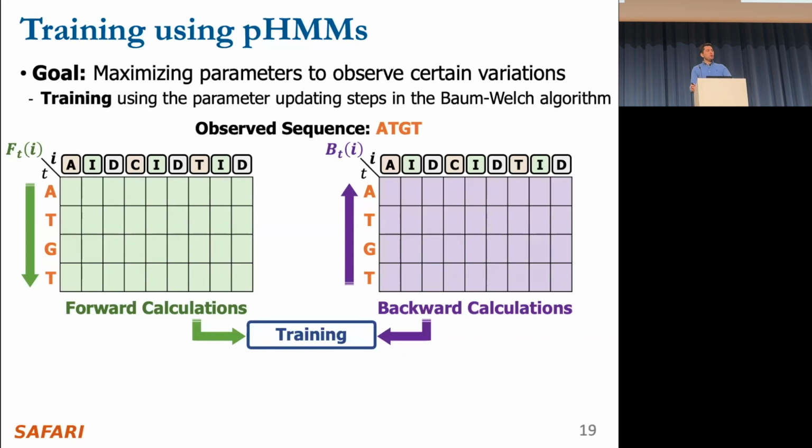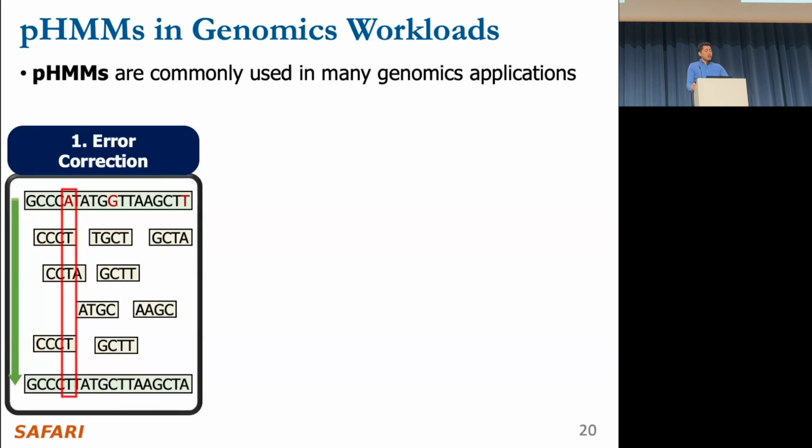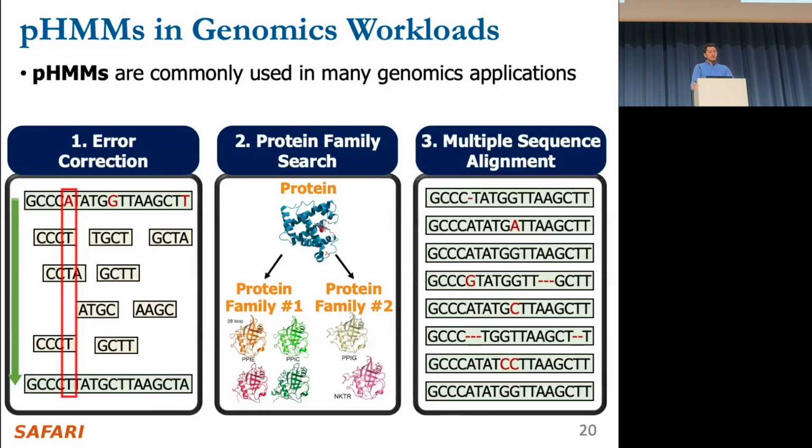And if you want to train your PHMM, you use this entire DP table and then use the equations that I showed you earlier to update the parameters. Since PHMMs are really powerful, they are commonly used in many genomics workloads, such as error correction, protein family search, and also multiple sequence alignment.